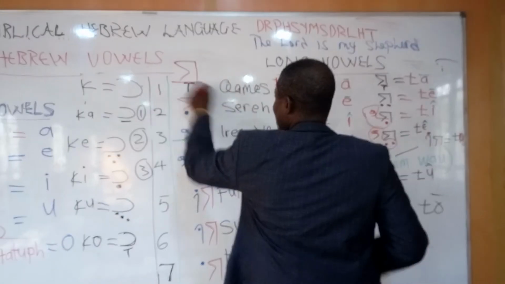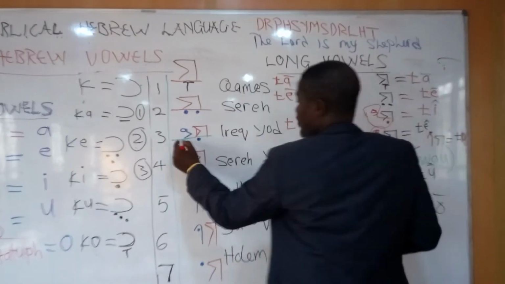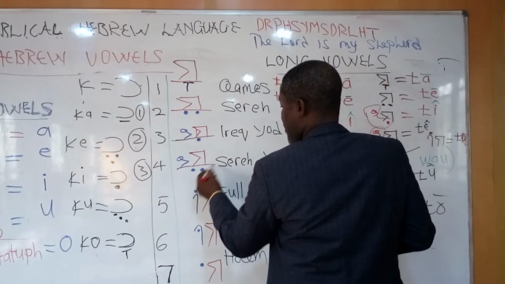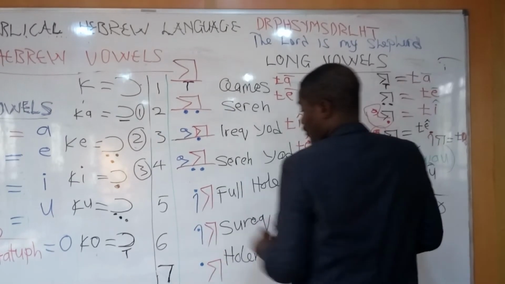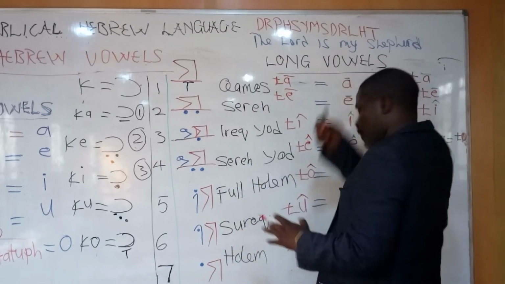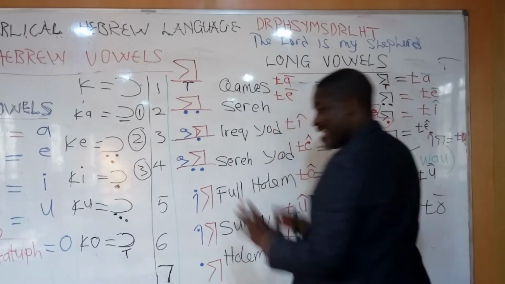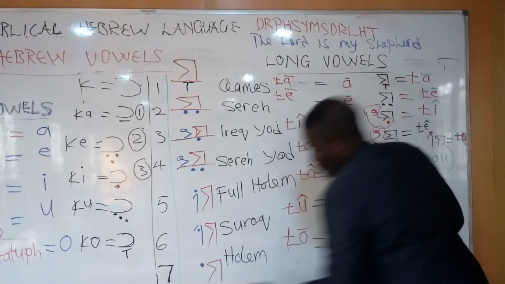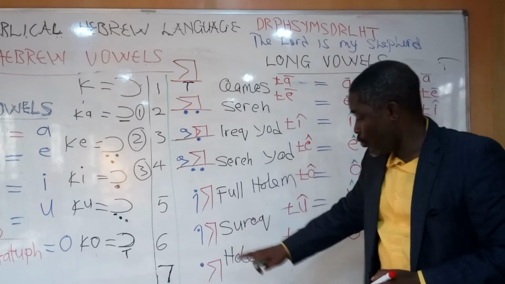This kames stays under, sere stays under, irekyod, some part stays under, some stands fully. Sereyod, a part stands under, a part stands upright. Full olem, or olem wow, stands as a full consonant on itself. It does not stand under. Then surek stands exactly like a full letter, but olem stands on top. So you have ta, te, ti, te, to, to.